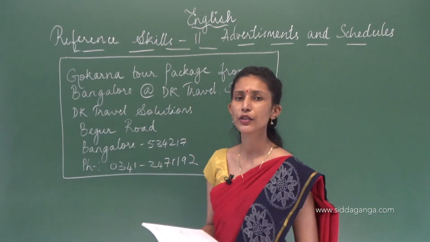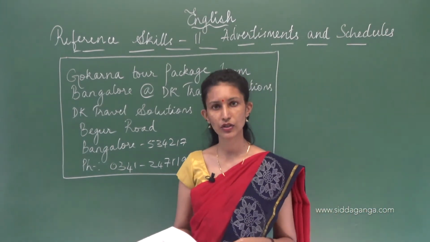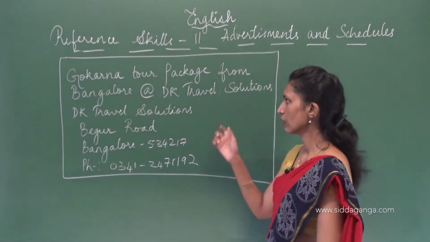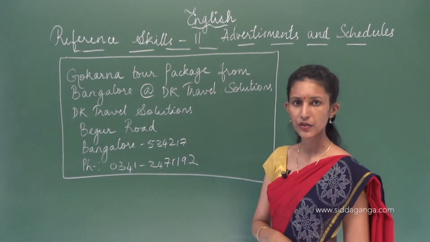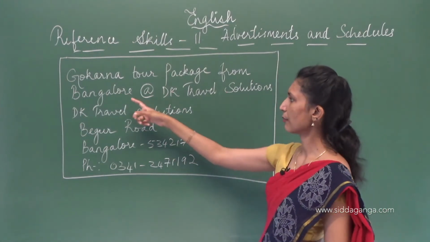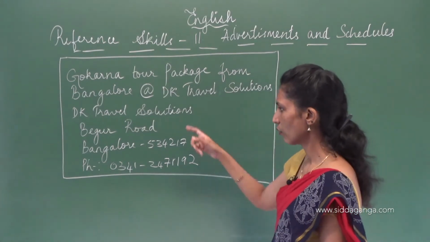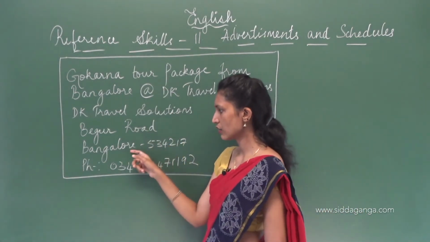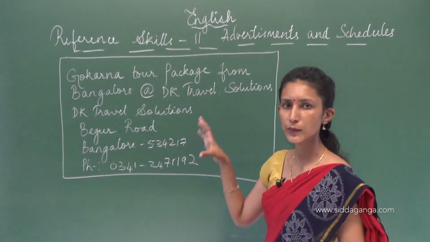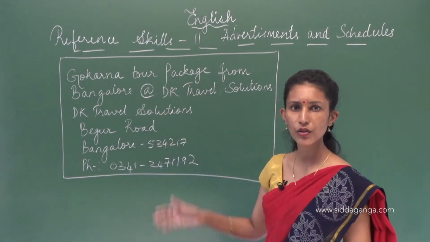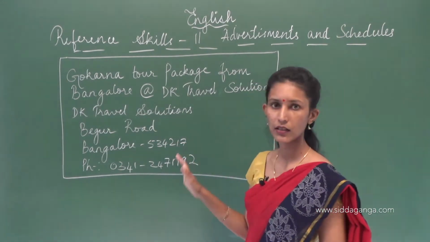See, one I have laid down for you on the board here, that is the Gokarna tour package from Bangalore at DK Travel Solutions. Now here, what have they given properly? There is a tour package. You are going on a tour. From where? From Bangalore. Who is taking you? DK Travel Solutions are taking. What else is given? Their address is given, Begur Road, Bangalore, and their contact number. This much is the advertisement they have given. Now if you want to go on the tour to Gokarna with DK Travel Solutions, contact this number. That is the advertisement.